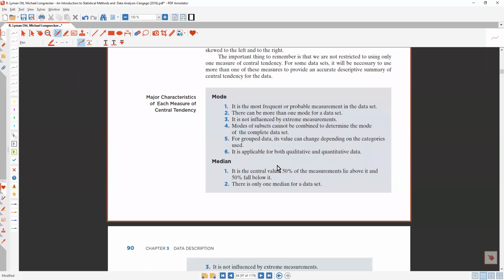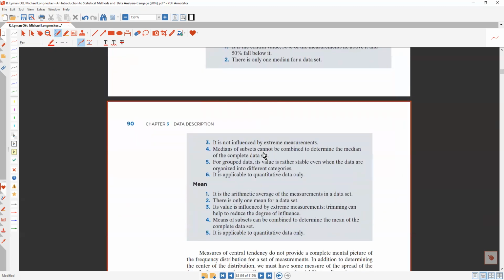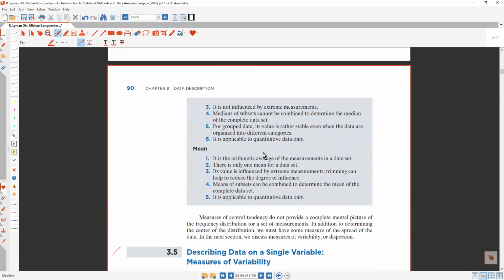This is a very useful summary here. Major characteristics of each measure of central tendency. So you can look at this as just a summary of what we've talked about. Again, don't worry about the group data. That's not very important, but this summary in the book is really, really nice in terms of what they talk about, and really good summary there.